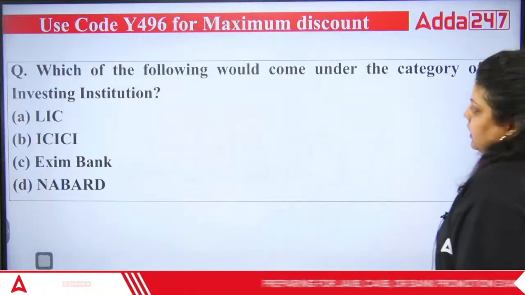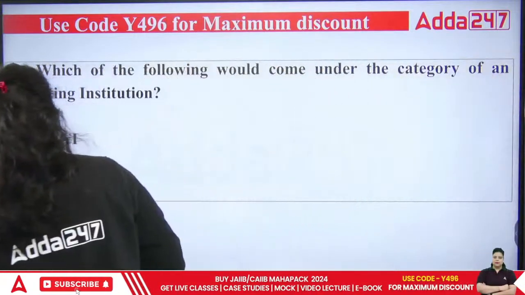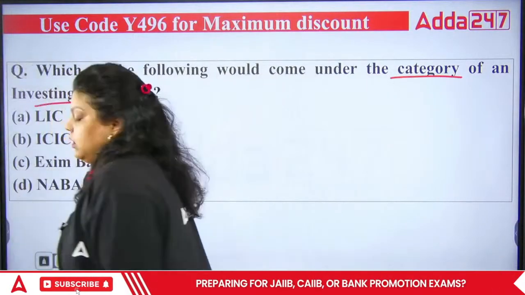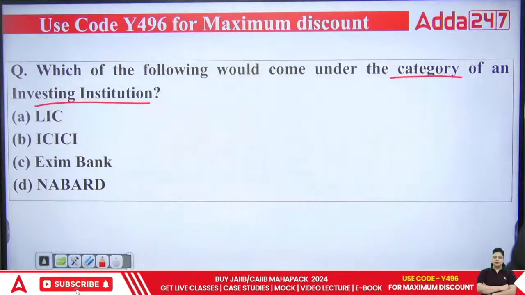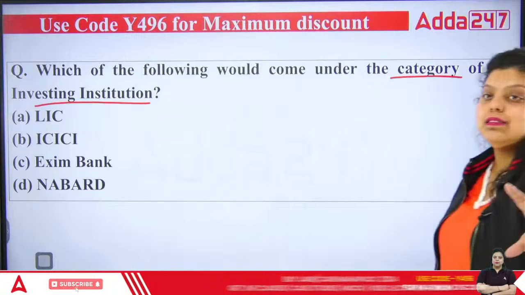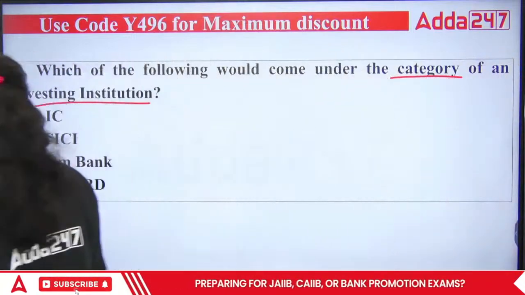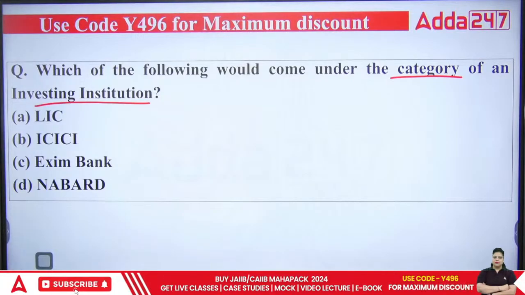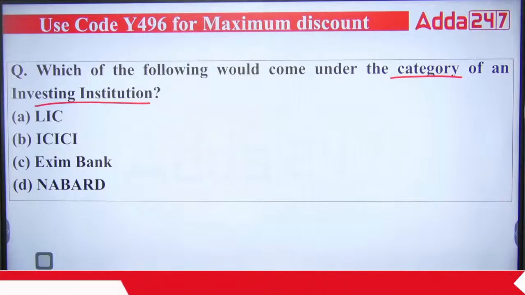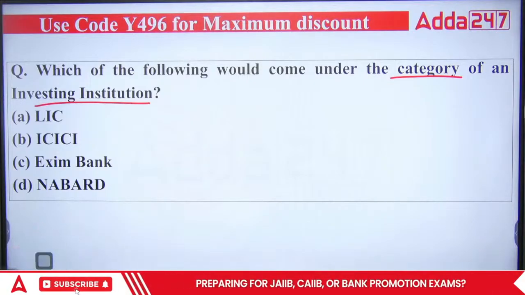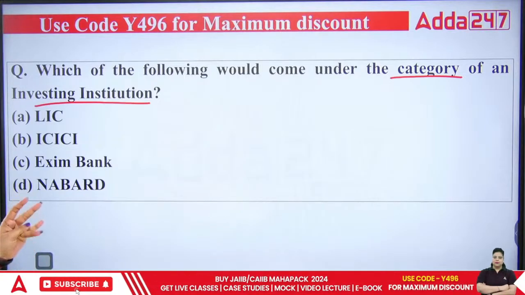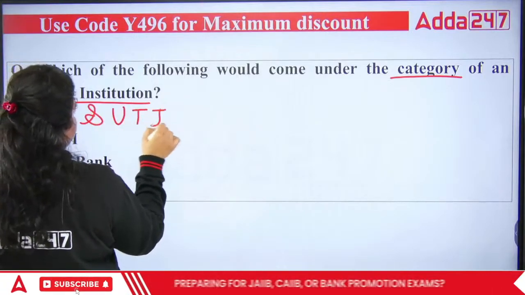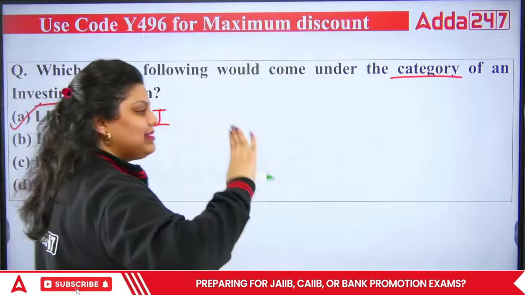Next question. Which of the following would come under the category of an investing institution? So you have to answer, out of these four, which of the following is a part of the investing institutions? LIC, ICICI, Exim Bank or NABARD? Which of the following is the investing institution? A, B, C or D? Okay. So the right answer is LIC and UTI, Unit Trust of India. They both are counted as investing institutions.